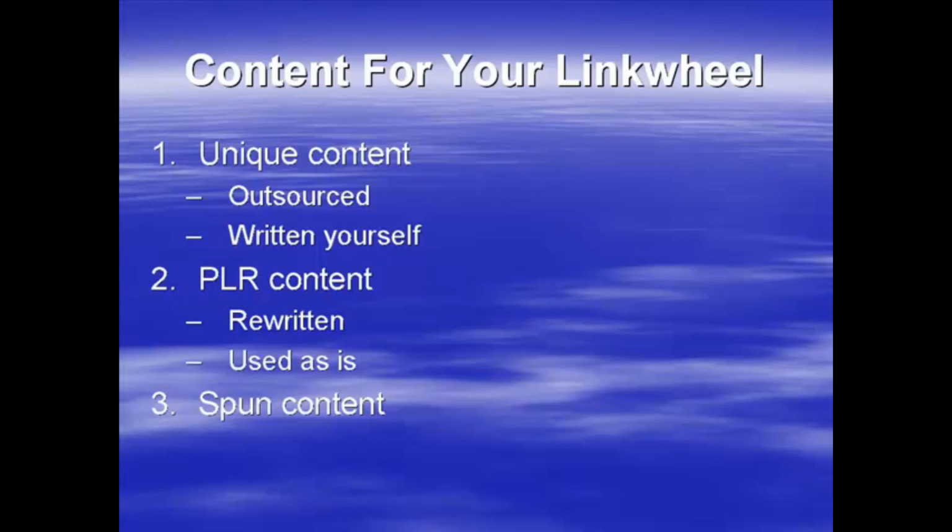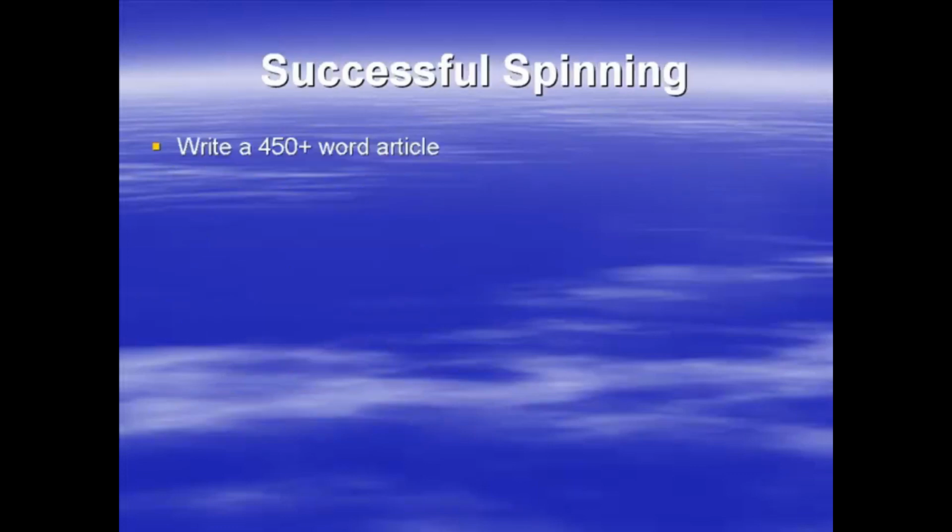But what I want to do now is just talk a little bit more about spinning the content, because spinning is another thing that people don't really understand, and there's a lot of, shall we say, mystique and a lot of misunderstanding. So firstly, you need a 450 plus word article. You need a decent length article. If it's too short, then it's not really enough content for a link wheel. About 450, 500 to 600 words is enough. Any longer than that, and you might as well split it into two. So somewhere between 450 and 600-ish words, and not exact figures.